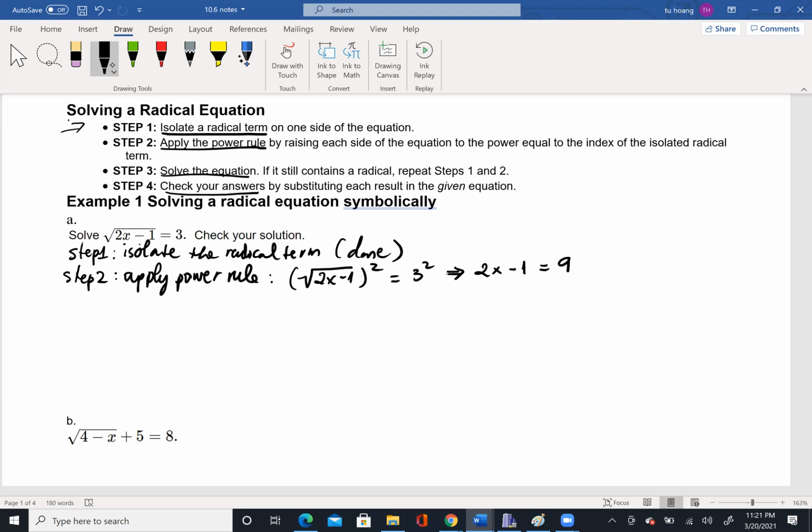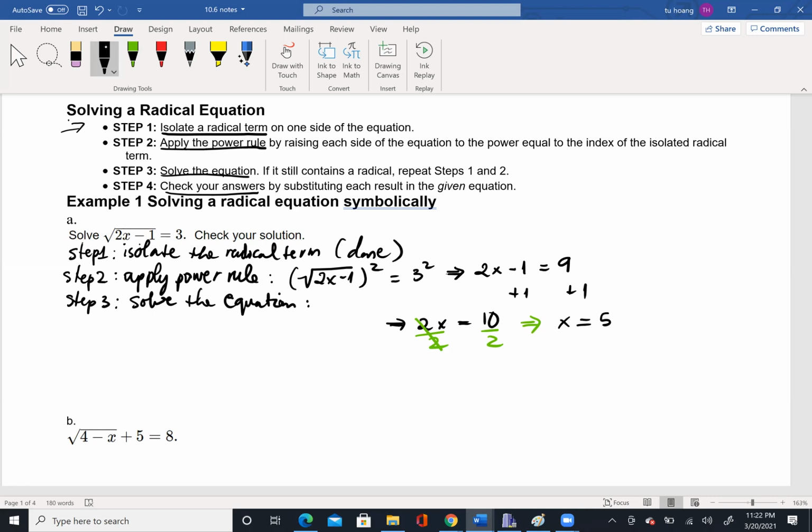So step number 3, solve the equation. How to solve this equation? I'm going to add both sides by 1, and then I get 2x equal to 10. And I divide both sides by 2. So I can have x equal to 5.